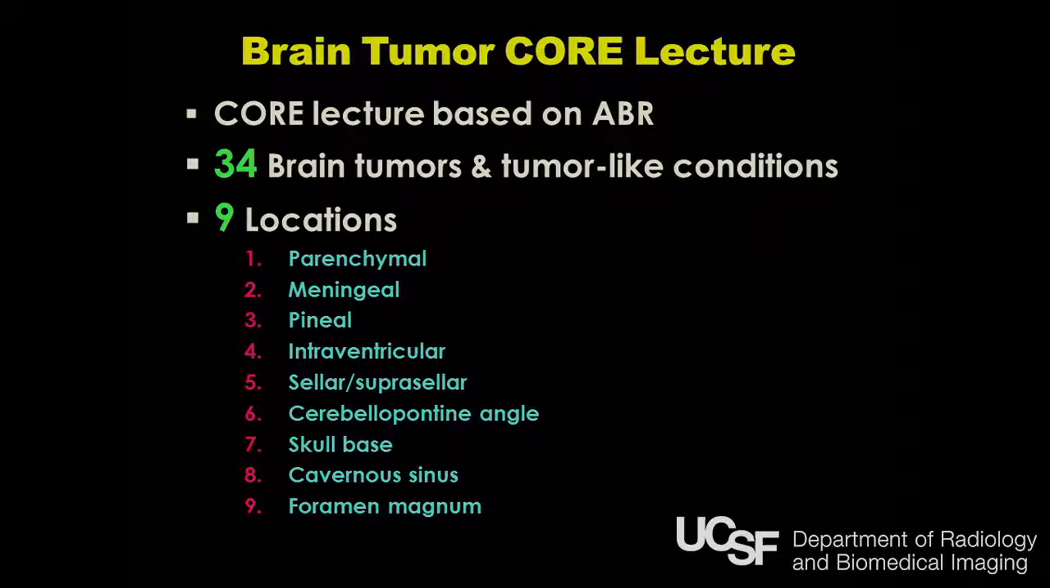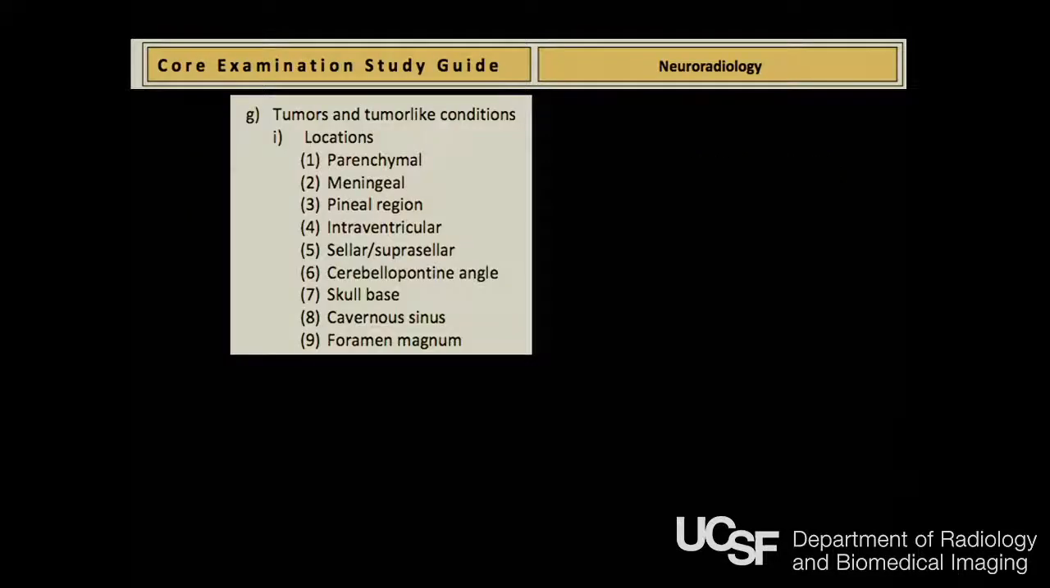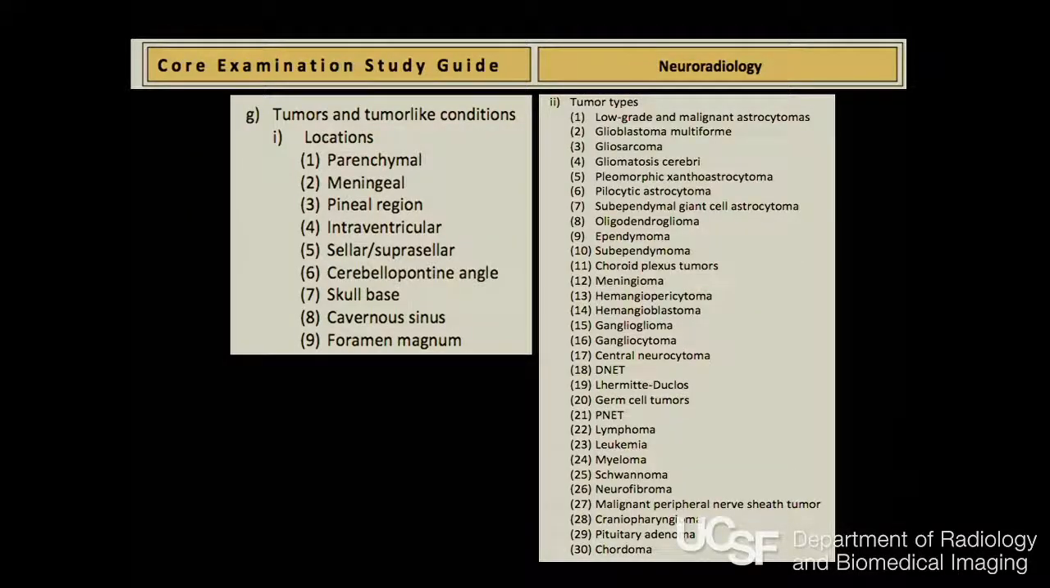I'm only going to talk about tumors that are mentioned in the core study guideline and follow the format of how they're recommending you study brain tumors. So the ABR core guideline states that the tumors should be studied based on the 9 locations, and it also lists 34 different types of brain tumors.